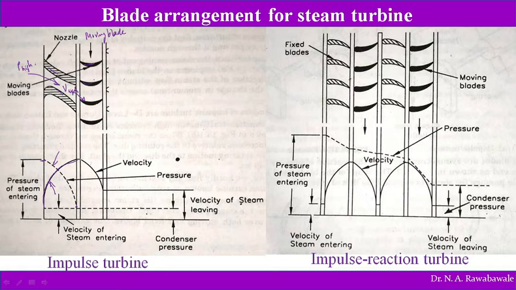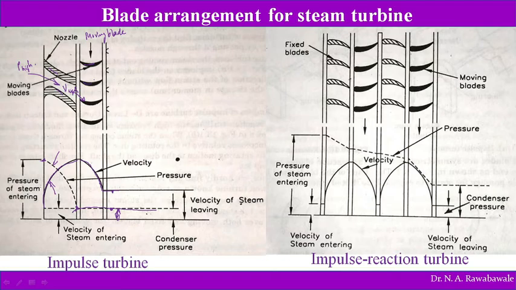When it hits the blade, the velocity gradually decreases and the pressure remains constant. The velocity gradually decreases and it comes out of the turbine. So this will be the velocity at the outlet of the turbine and this will be the pressure. The pressure at which steam comes out is nothing but the condenser pressure. So steam is expanded in the nozzle from boiler pressure to the condenser pressure, and when steam comes out at the condenser pressure, it enters the condenser for the condensation process.